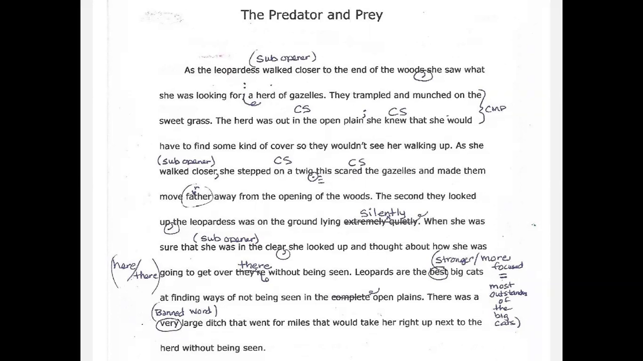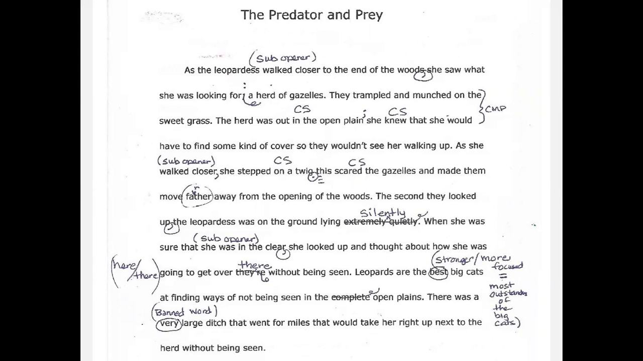All right, but then she has a run-on again. She stepped on a twig that scared the gazelles. So I'm going to indicate that that is a run-on by putting a CS on the left, a CS on the right, period, capital. So she needs a new sentence there. Okay, on the right-hand side, two complete sentences. So they need to be punctuated legally. Move farther away. There's an R missing in that.